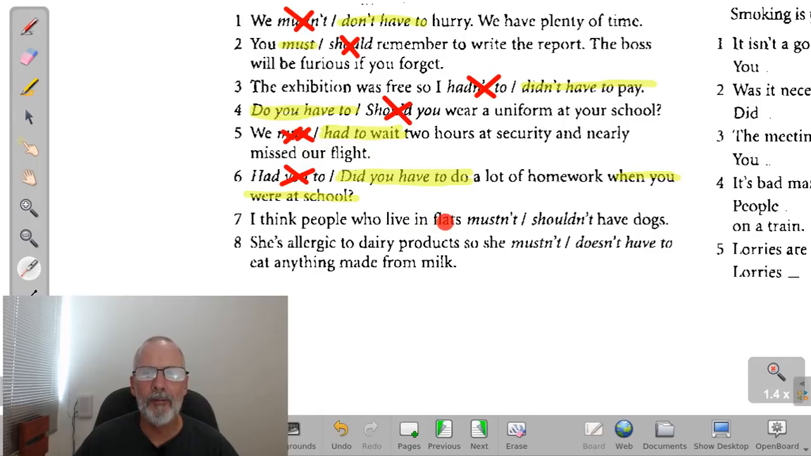Number seven. I think people who live in flats mustn't have dogs or shouldn't have dogs. Flats is British English. In American English, it's apartment. And Rene has the correct answer. Here it's my opinion, so we're using shouldn't. We can't say mustn't, because here it says I think, so it's an opinion. If it says people who live in flats mustn't have dogs, that means it's prohibited. Obviously that's not the case, because some people who live in flats do have dogs. So the correct answer is, I think people who live in flats shouldn't have dogs.